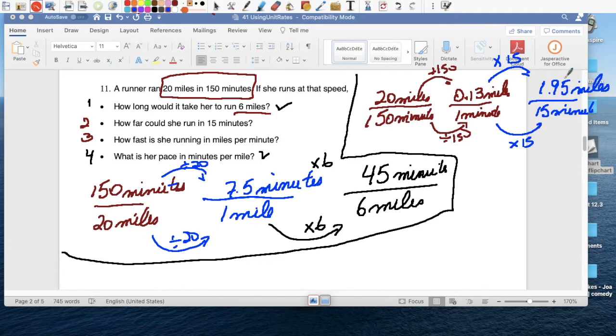Okay? So that was a little bit different. So 11, you had dos maneras diferentes, 2 different ways that you had to do to complete the problem.